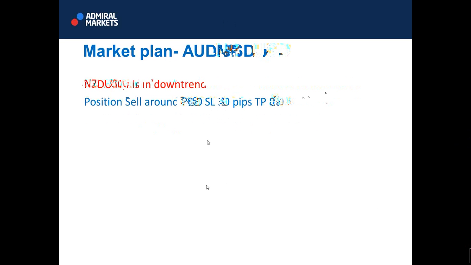And New Zealand dollar, 78.50, 40 pip stop loss, 77.00, guys. So these are the trades I'm currently looking for, and we will see what might happen.